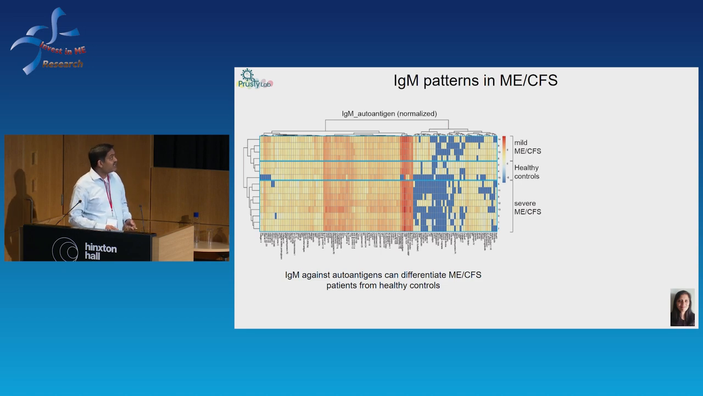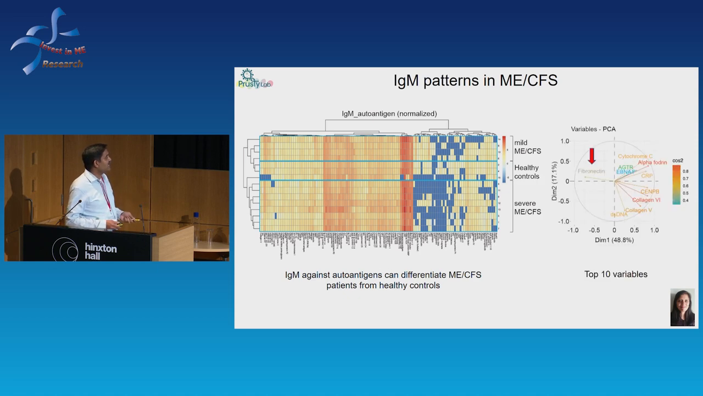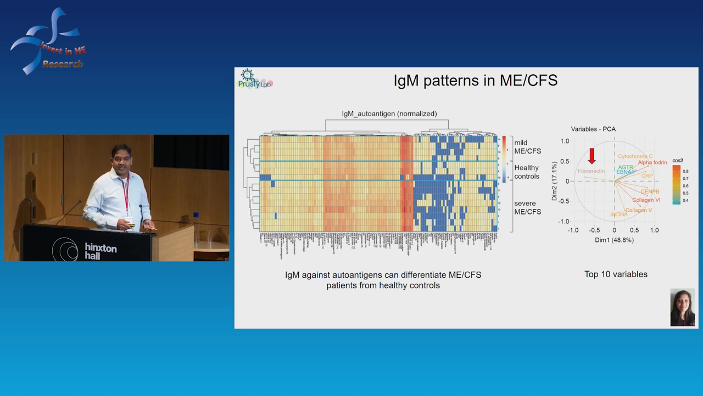Now, interestingly, the IgM against these autoantigens separated the entire result into three different groups, which perfectly match with severe and mild ME/CFS patients and healthy controls. And when we do a PCA analysis and look into the top 10 variables, we see that these are the major components. You can see that CRP, the antibody against CRP, is very high. If you look here, the majority of the severe ME/CFS patients have IgM against CRP very much increased.